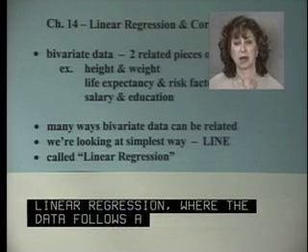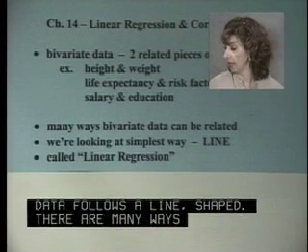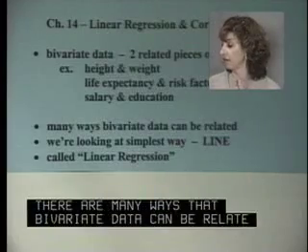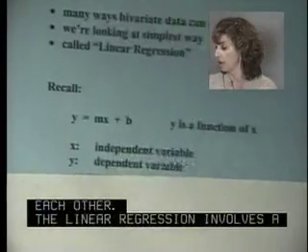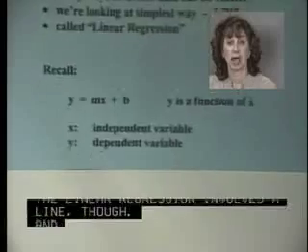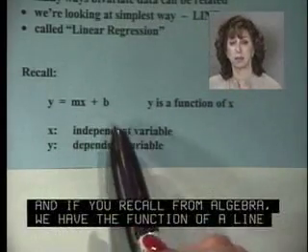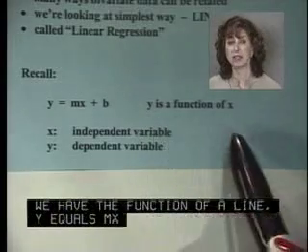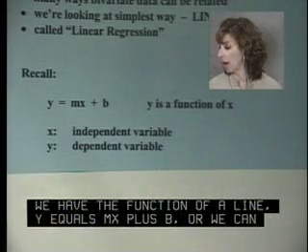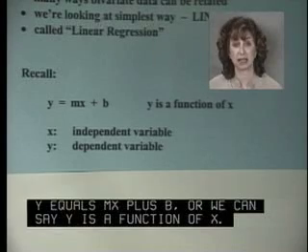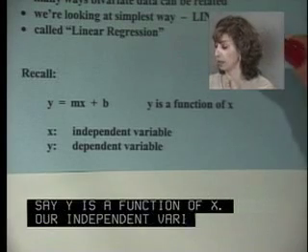There are many ways that bivariate data can be related to each other. The linear regression involves a line, though. And if you recall from algebra, we have the function of a line, y equals mx plus b, or we can say y is a function of x. Our independent variable is x, and our dependent variable is y.